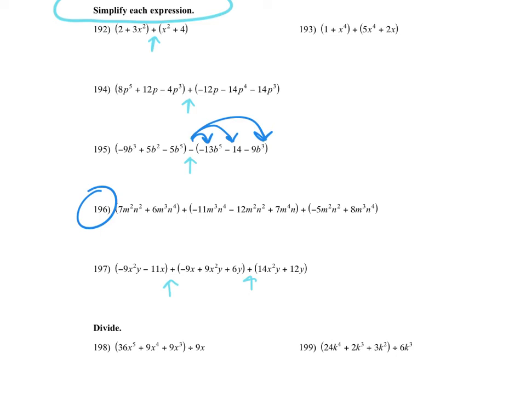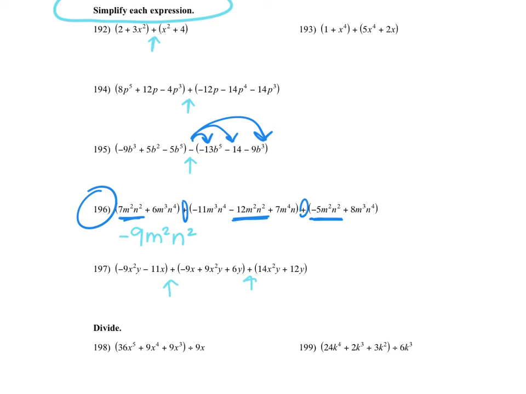Okay, so I get 7m squared. Actually, let's just go back. Because we're adding and there's no subtraction, I can just underline what we're going to be using. We're adding here, so m squared n squared, m squared n squared, and m squared n squared. 7 minus 12 would be -4, and -4 and -5 is -9. So I know this would be -9m squared n squared.